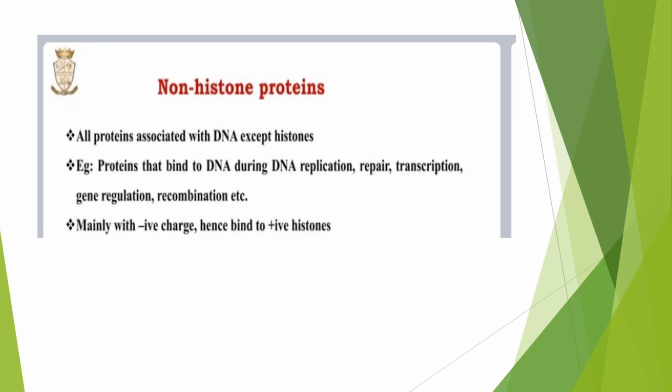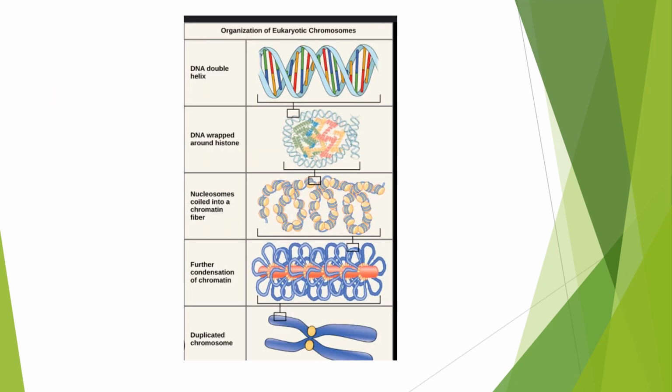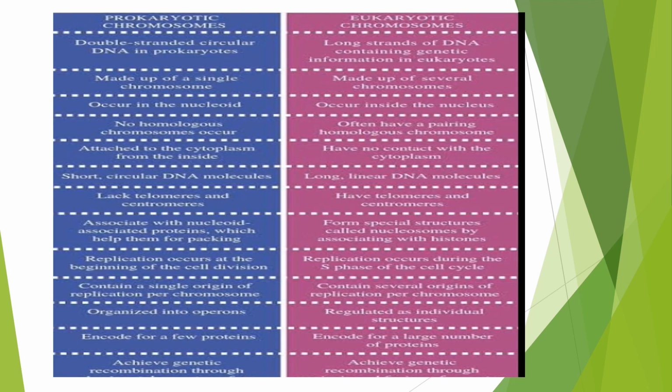Non-histone proteins. All the proteins associated with DNA except the histone proteins are called non-histone proteins. For example, the proteins that bind to DNA during its replication, repair, transcription, gene regulation or recombination are called non-histone proteins. They are mainly negatively charged and hence they bind to positive histone proteins. Here you see the organization of eukaryotic chromosomes. Here you see some key differences between prokaryotic and eukaryotic chromosomes.